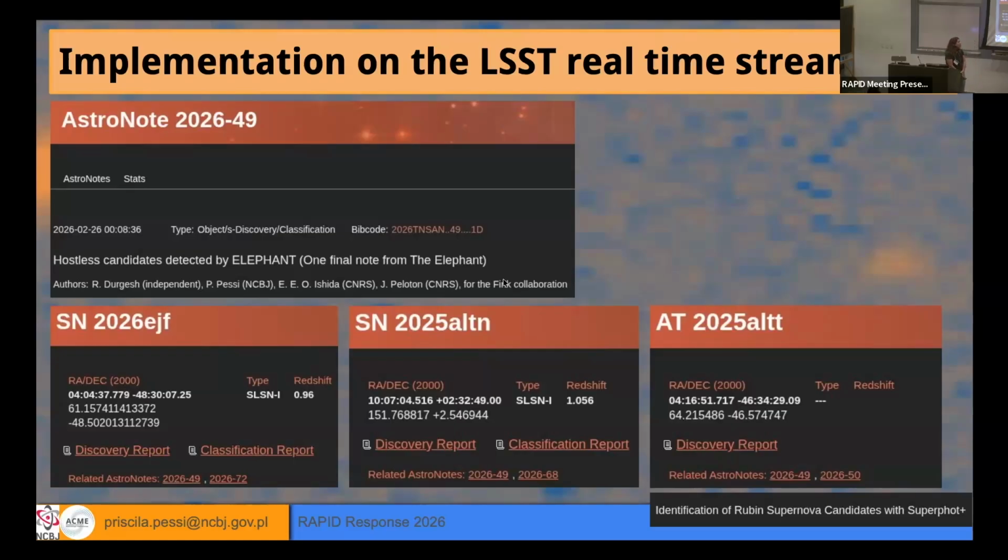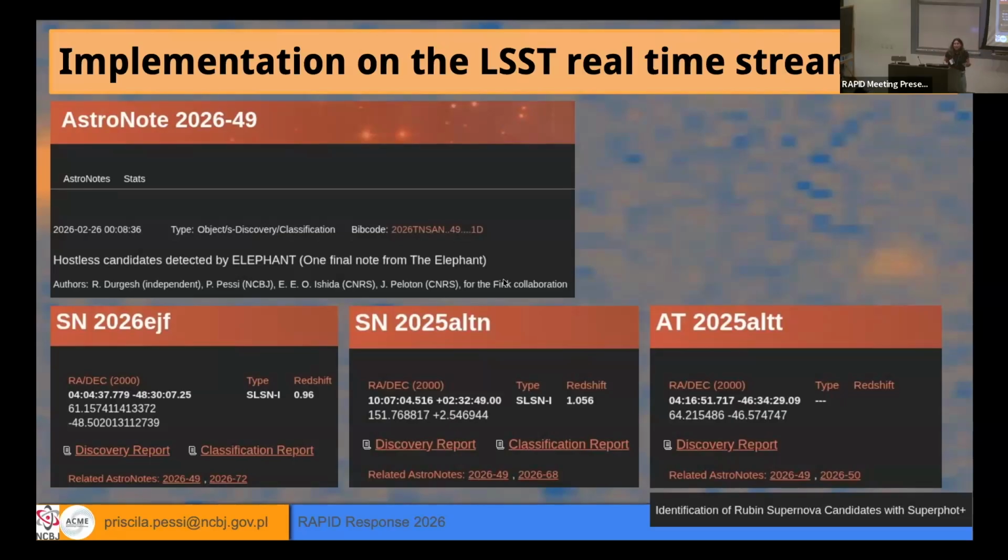So one of these we even discovered. 2025 ALTT we discovered with our pipeline. Interestingly enough, these three were, well, two of them were spectroscopically classified as superluminous supernova, and the other one was identified as a potential superluminous supernova with the super hot core.